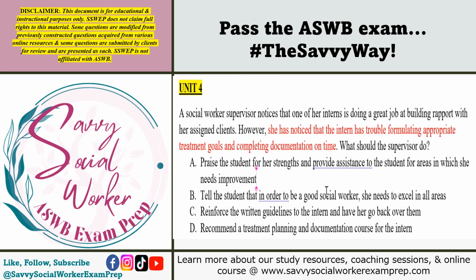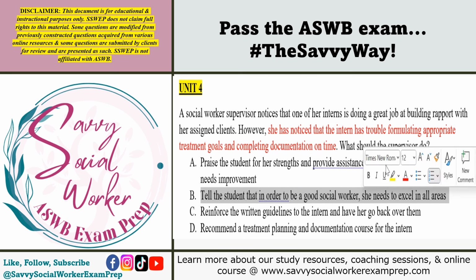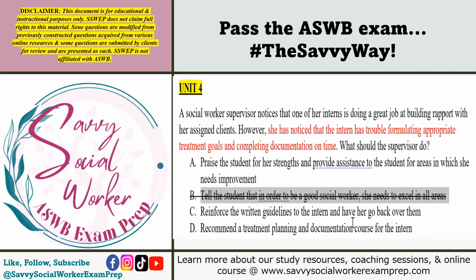Praise the student for her strengths and provide assistance to the student for areas in which she needs improvement. Sounds like something a supervisor would do, so we'll pause it. Tell the student that in order to be a good social worker, she needs to excel in all areas. Definitely not gonna go with that one.